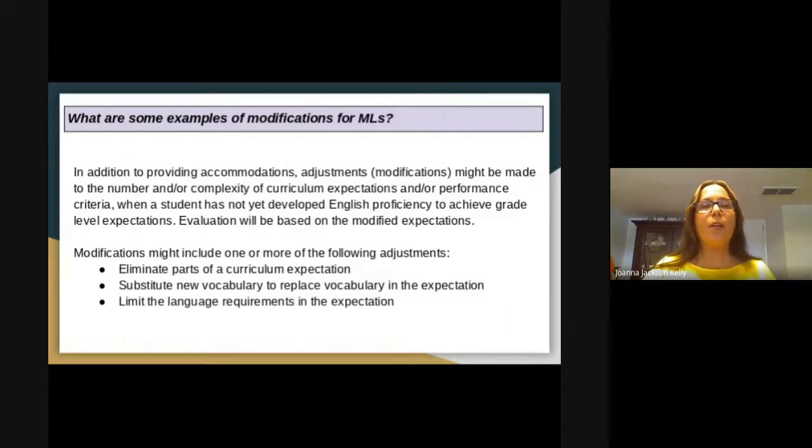In addition to providing accommodations, adjustments, modifications might be made to the number and/or complexity of curriculum expectations and/or performance criteria when a student has not yet developed French proficiency to achieve grade level expectations. Evaluation will be based on the modified expectations. Modifications might include one or more of the following adjustments: eliminate parts of a curriculum expectation, substitute new vocabulary to replace vocabulary in the expectation, limit the language requirements in the expectation.